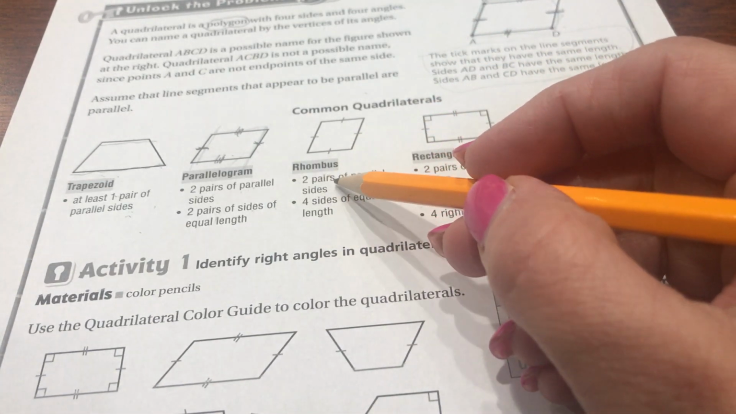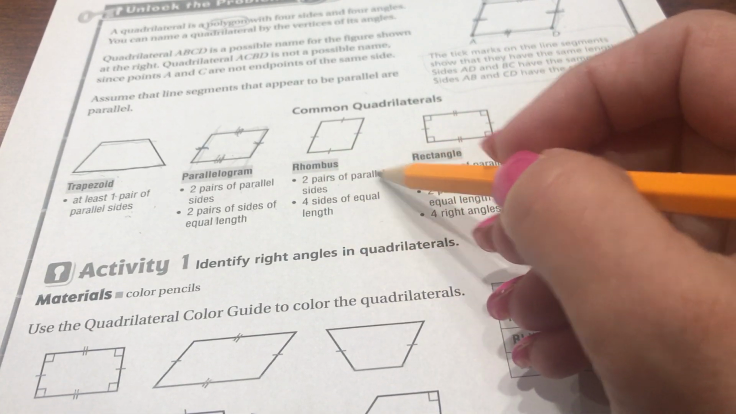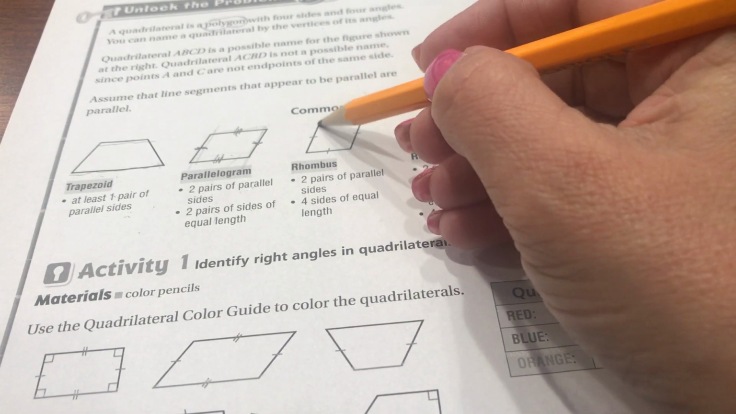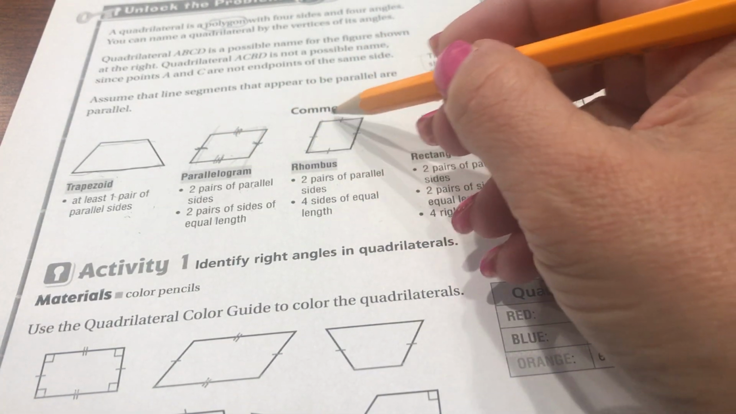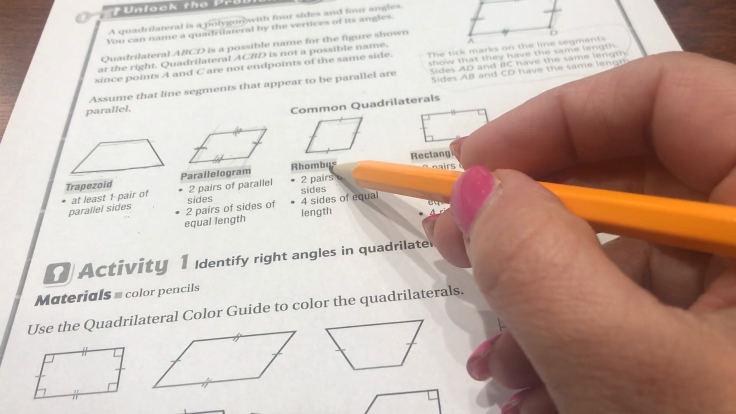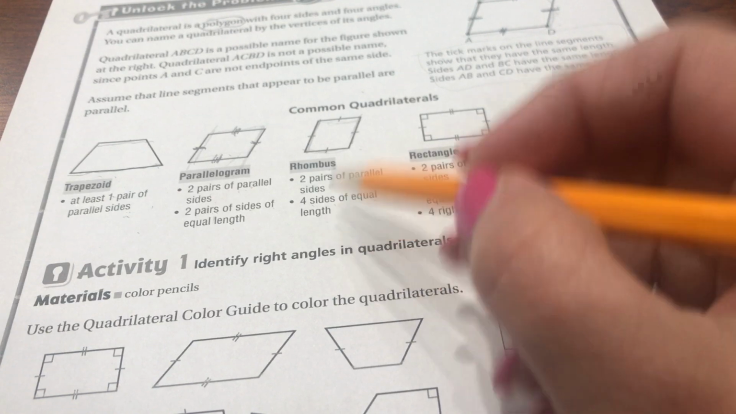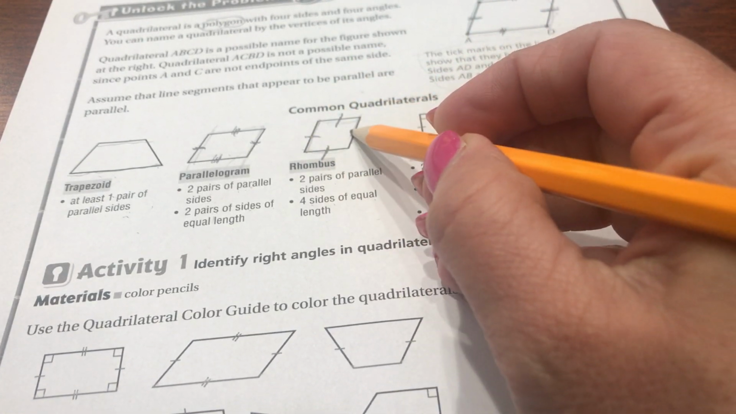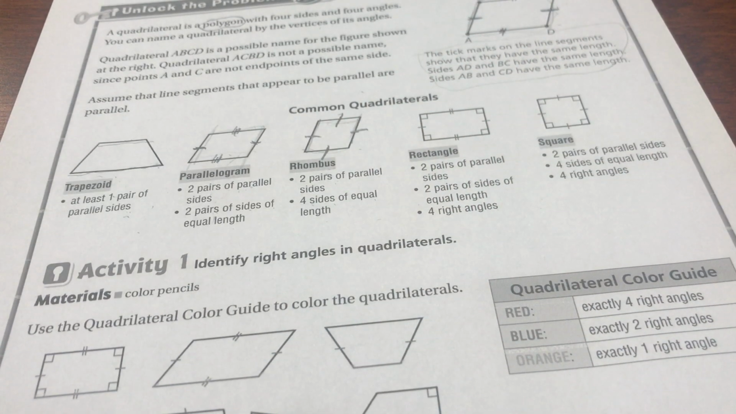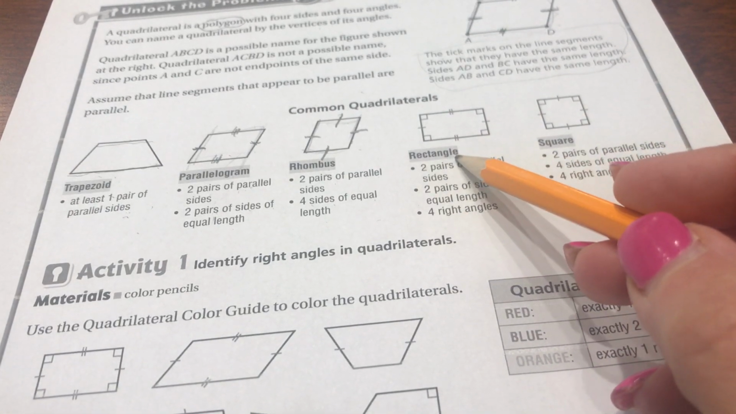The next one is a rhombus. Now, to be classified a rhombus, you have to have two pairs of parallel sides. So here's one pair again, just like the parallelogram, and here's the other pair. But to be a rhombus, you have to have four sides of equal length. So notice they all have just one single tick mark, because that means that all four sides have exactly the same length.